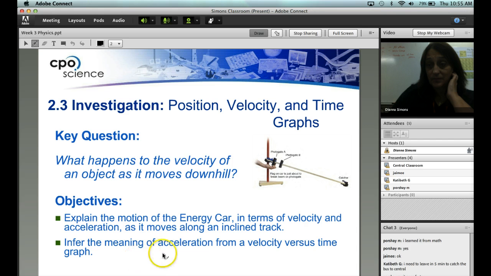So acceleration, just like with position versus time, the slope of the line was the velocity. When you look at a graph of velocity versus time, the slope of that graph is the acceleration. So many uses for slope, I just can't. It's just exciting. Okay, so we're going to apply the acceleration formula and we're going to solve some problems.